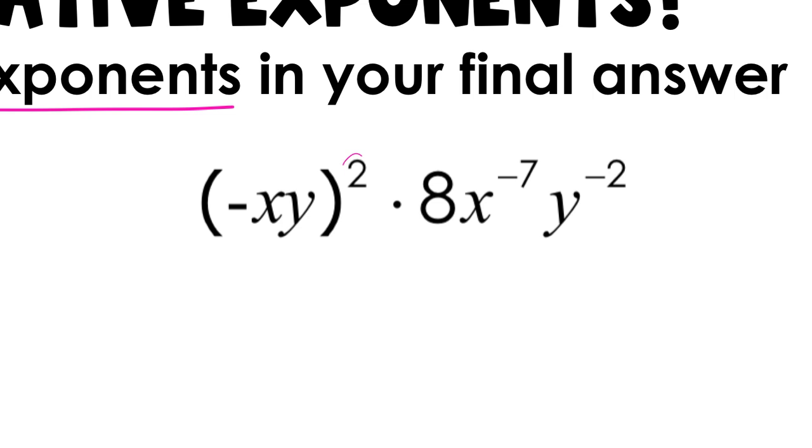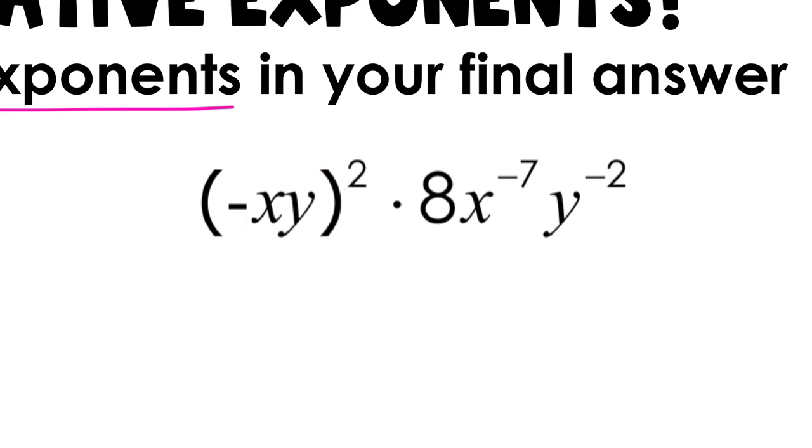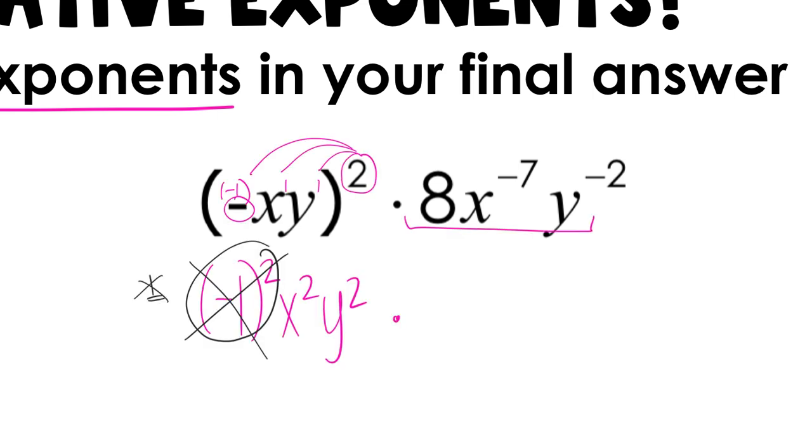We have a power on the outside here. That's going to apply to everything on the inside. So remember, there's little 1s on all of these, right? And then treat this negative like a -1. So we're going to have -1 squared, x squared, y squared. Now that -1 squared, that's just going to disappear because it's equal to +1, and we really don't need to write +1, right? So we're just going to get rid of that. And then over here, I'm just going to drop this down for a second. So we have 8, x to the -7, y to the -2.